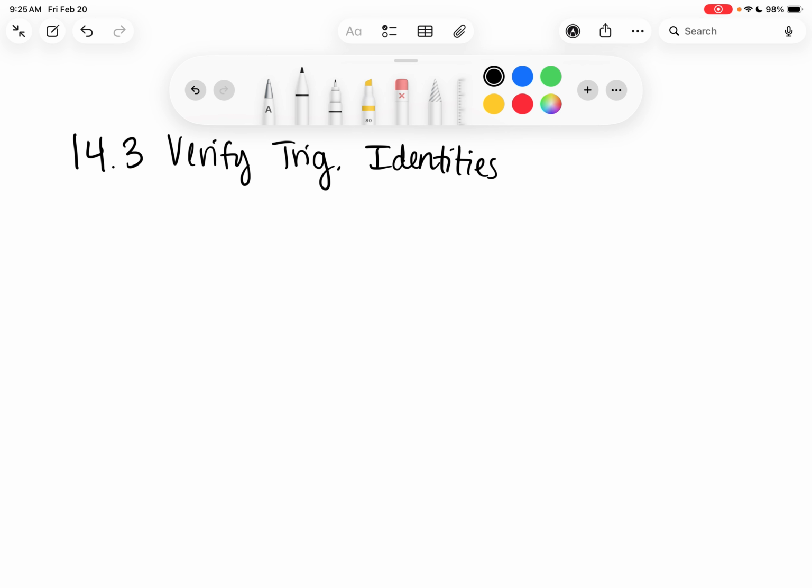So the first one says to find the values of the other 5 trig functions of theta.